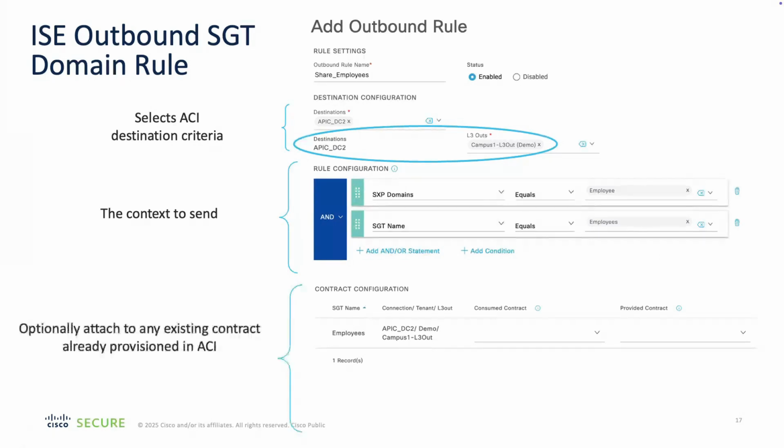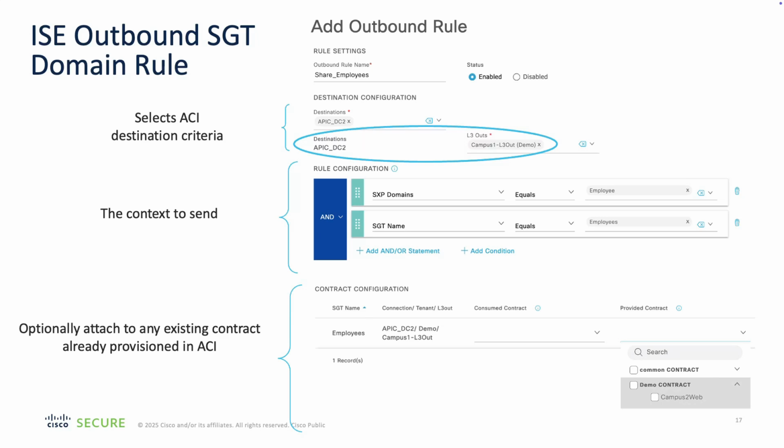Now, what is really nice is that when we're sharing this information, we can send a message to APIC and bring back the contracts which are available on that L3 out. So it's telling us here for the employees, if I send the employees SGT, these contracts are available. For example, the campus to web contract in the bottom right of the screen. And this allows us to automatically connect to this contract when we send the group over.